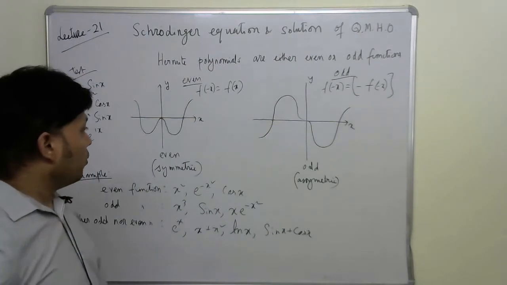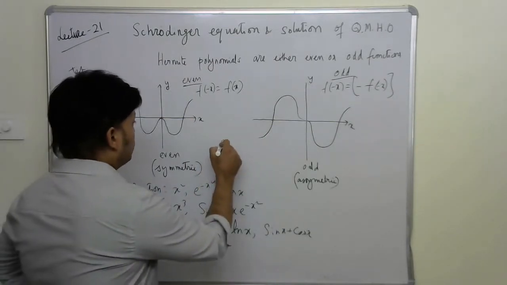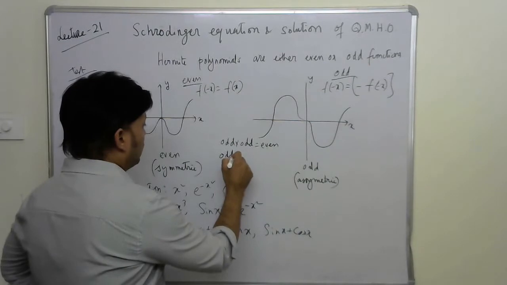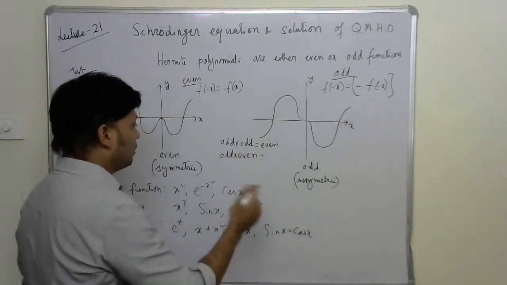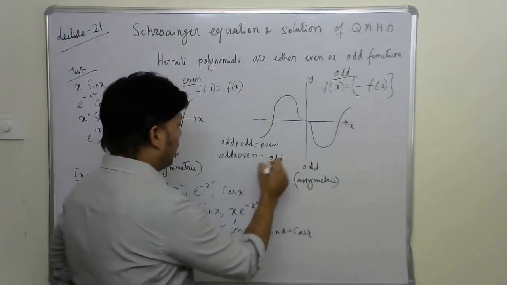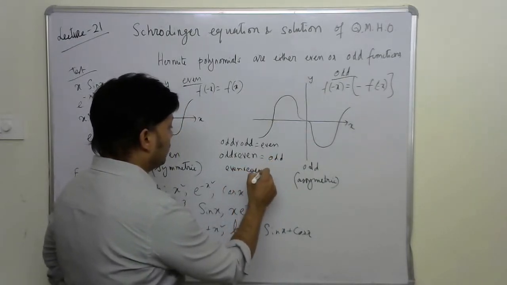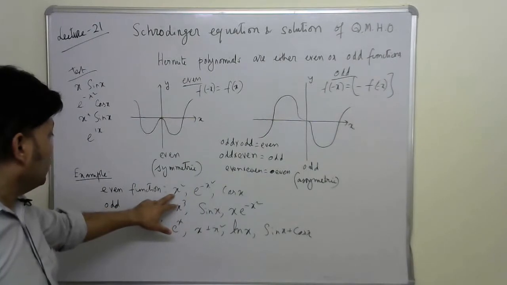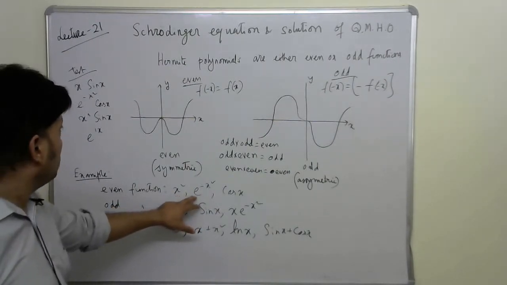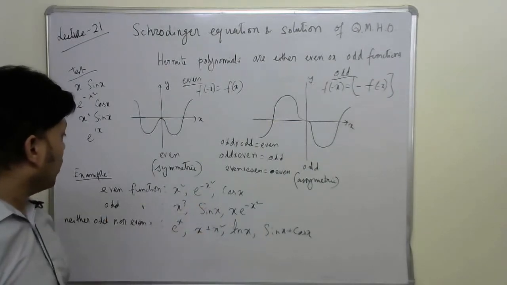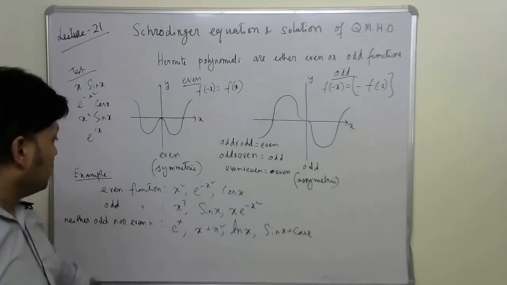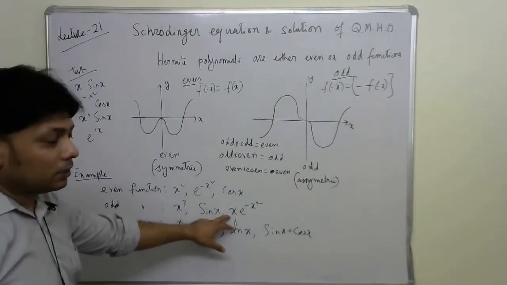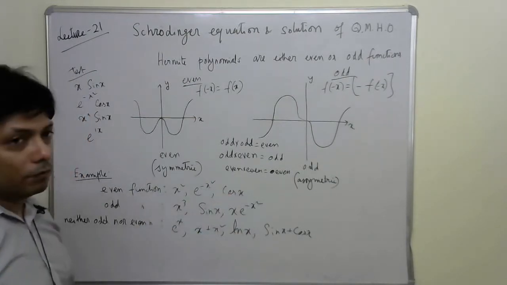Now remember one more thing: the product of two odd functions gives you an even function, and the product of an odd and an even function in either order gives you an odd function. Definitely the product of an even and an even function gives you an even function. For example, you have the even functions x square and e to the power minus x square, so x square times e to the power minus x square gives you an even function. And e to the power minus x square is an even function, and x is an odd function, so odd multiplied by even gives you an odd function.